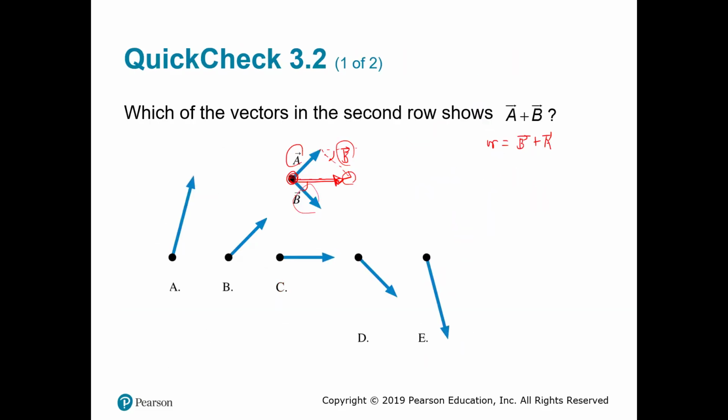Or you can also do the other way, the opposite way. As I said here, you can add B first. So then B first, then you have to draw the A vector, which is the same as this vector. Then you will see the answer is the same.